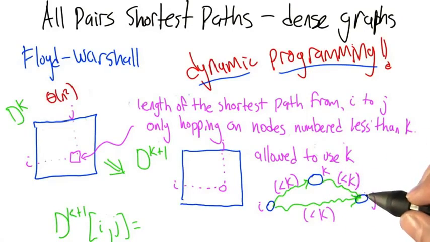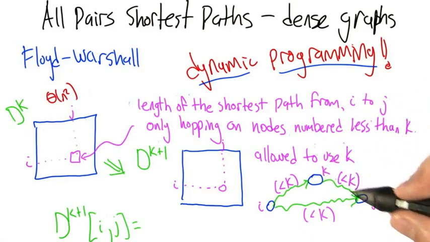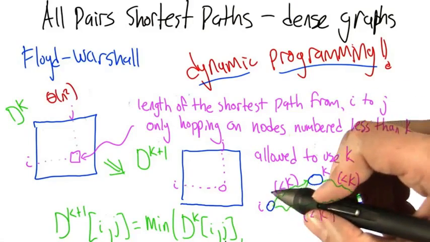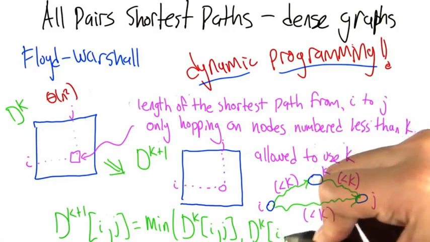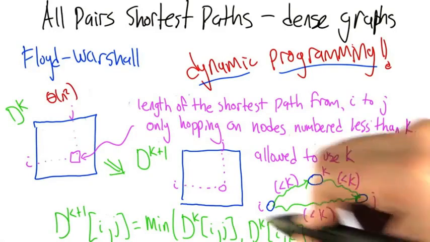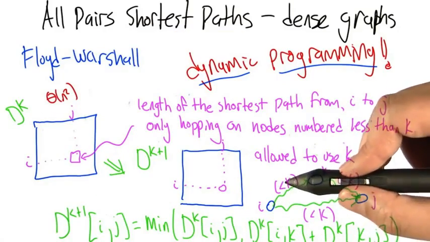And whichever one of these two things is shortest, the shortest path from i to k followed by the shortest path from k to j, or the shortest path from i to j, whichever of those two things is shortest, is the shortest path from i to j, possibly using k and things less than k. So we can just write that in a straightforward way by taking advantage of the fact that someone has given us d_k. Not tooth decay, but matrix decay, right?